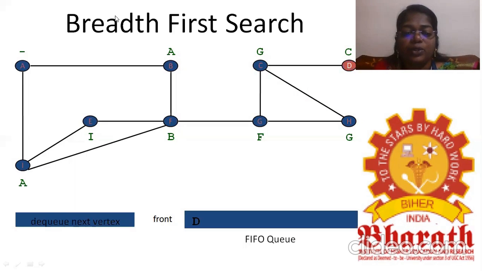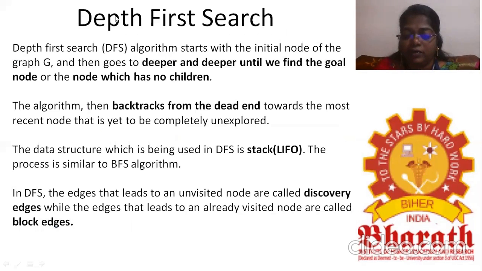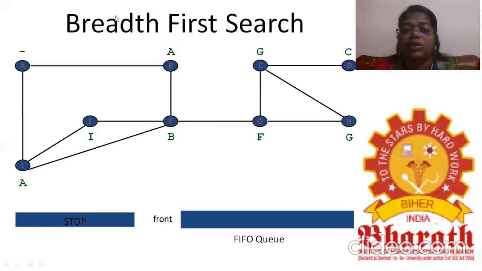Now we are going to DQ the node D and check its neighbor node. The neighbor node is C. C is the neighbor node for D. And we know that C is already visited. So what are we going to do? We stop the process because we visited all the nodes available in the given graph. Like this, breadth first search works. It is very easy.